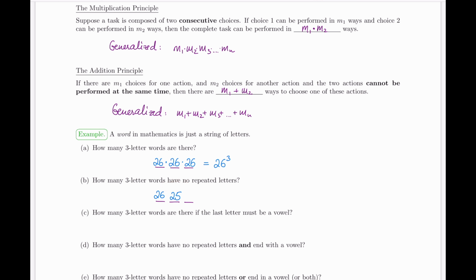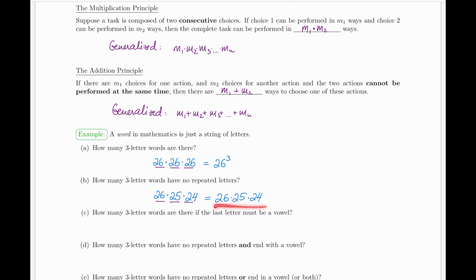I start with 26 letters. There are 2 letters that I've already chosen that I cannot take. Therefore, the total number of options for the third letter is 24. Because again, these are consecutive tasks, I have to choose the first letter and choose the second and choose the third. I will be multiplying these numbers together to produce the final answer. 26 times 25 times 24.